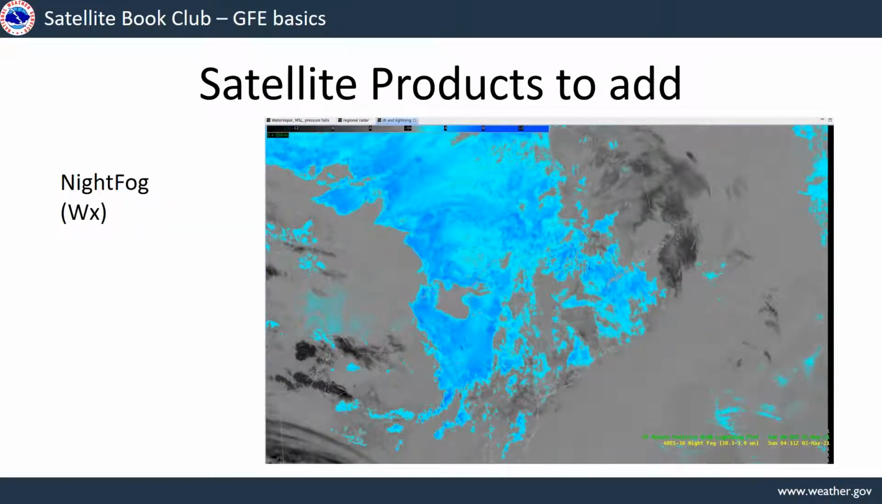Fog is another huge one. We do have the night fog product. I should say I am creating this in the tool. So the night fog is just the 10.3 minus the 3.9 micron channel. So one option in the fog tool is to just subtract those. And that really gets at one way we could work at adding more satellite data to GFE. We have these 16 native ABI channels, so any combinations of them are possible.